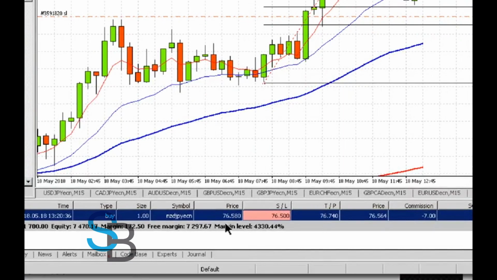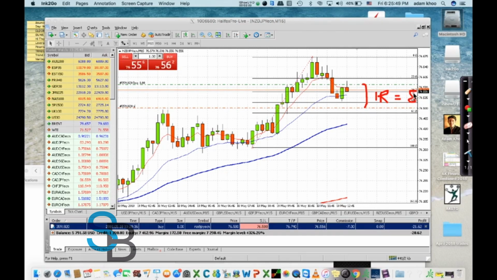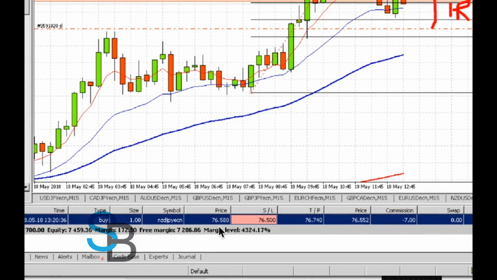So my entry price is 7658. My stop loss is 7650. So that's 8 pips, as you can see. So my risk is 8 pips. You can just draw it over here. That's 1 R, that's 8 pips. And my profit target could be 1.5 or 2R. Okay, so in this case, I'm aiming for 2R. Let's see if I can hit 2R, which means my profit target would be 16 pips above my entry price. So 7658 plus 16 pips, you get a profit target of 7674.